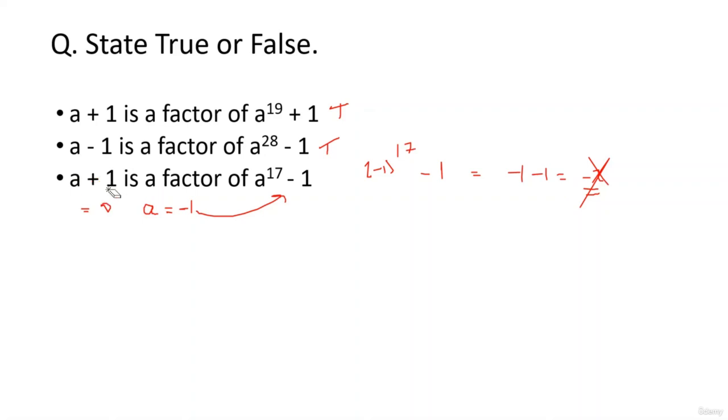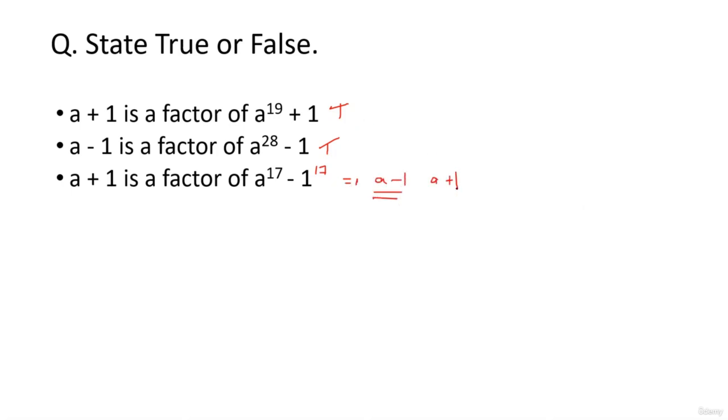Okay, that is one way of looking at it. The other approach you may follow is for the expression a raised to n minus b raised to n. Here n is odd, right? So one factor of it will be a minus b, which is a minus 1 in this case, and not a plus 1, right? So this statement is completely false. Okay, so let's write it here, false.